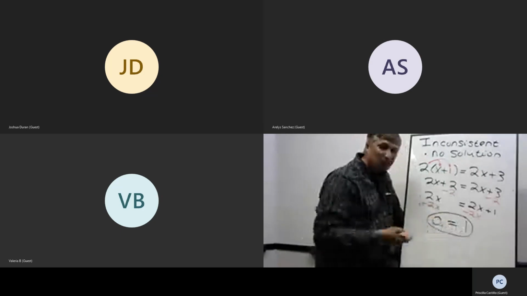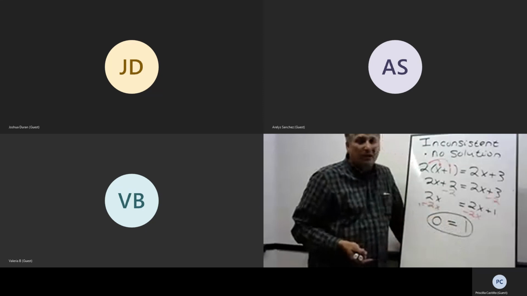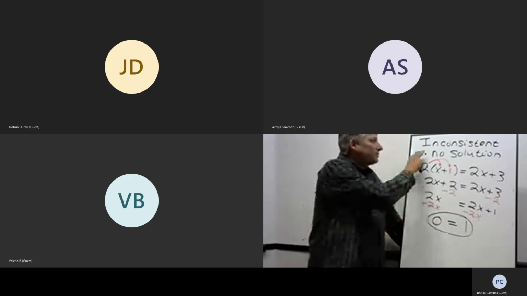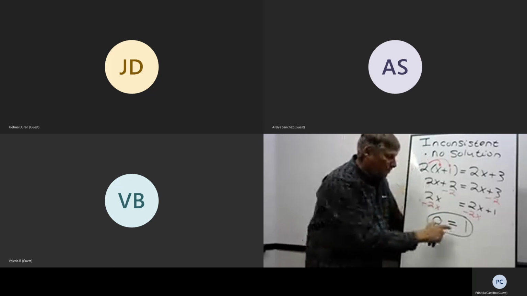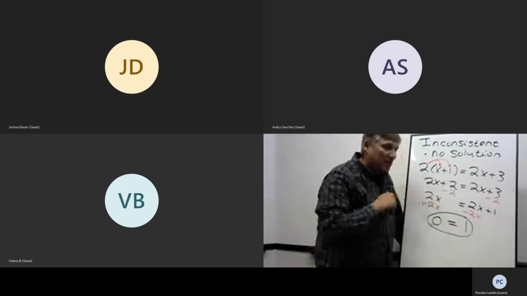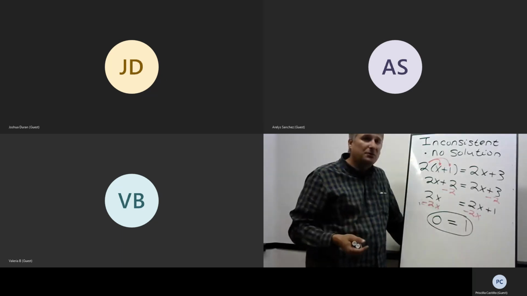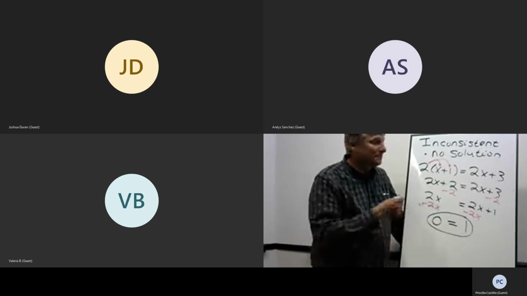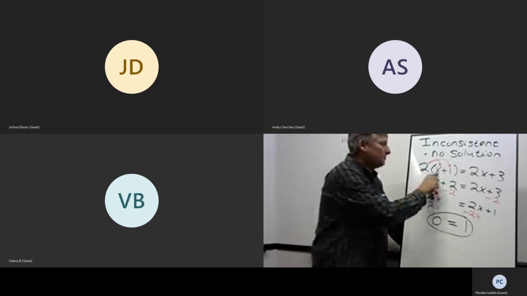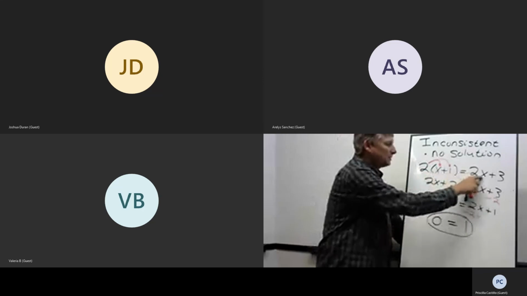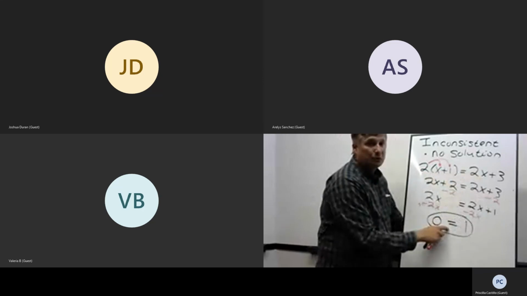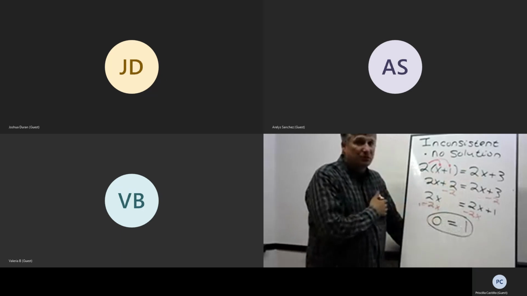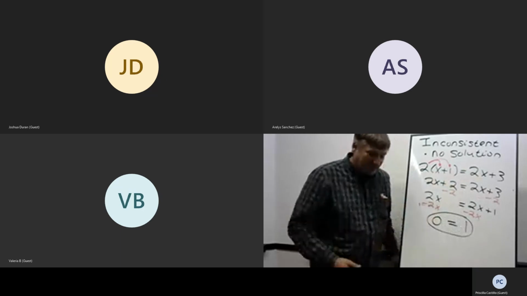Now is 0 equal to 1? No way. This isn't true at all. So this tells us we have an equation. When we solve it, we get nonsense. And when we get nonsense, that means we have no solution, or in other words, it's inconsistent. In other words, there's no value of x we can choose that makes this true. 1 is never equal to 0. So no solution. So that's it.